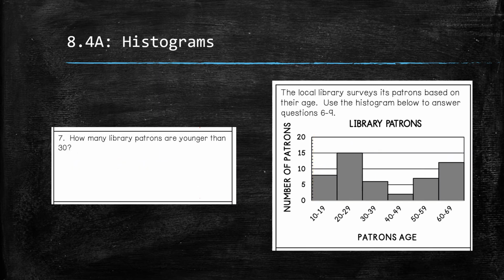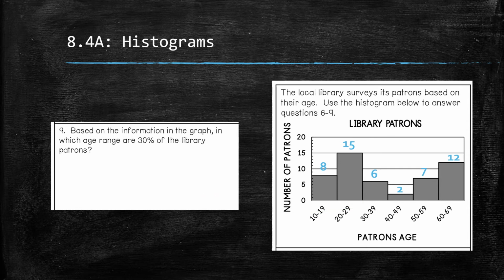How many of our library patrons are younger than 30? I'm not including the interval with 30 in it. I'm looking at the interval of less than 30, and I can take those numbers, 8 and 15, and when I add them together, I get 23 patrons are younger than 30.